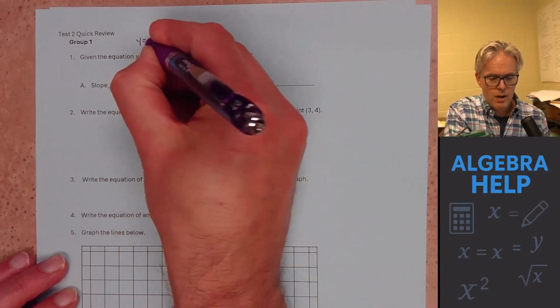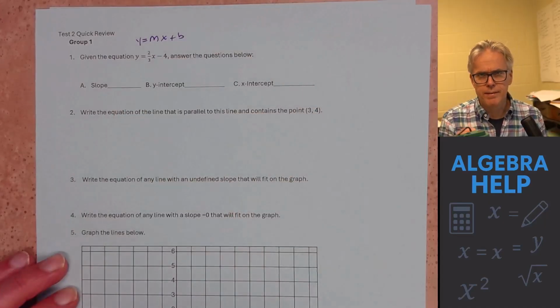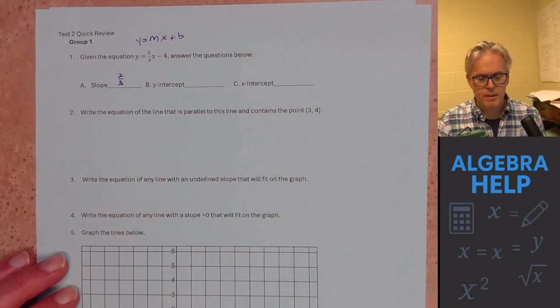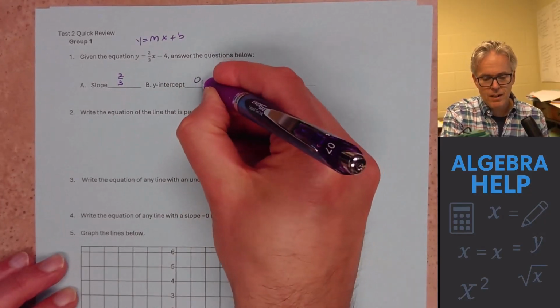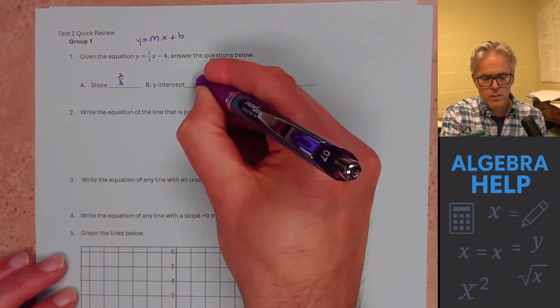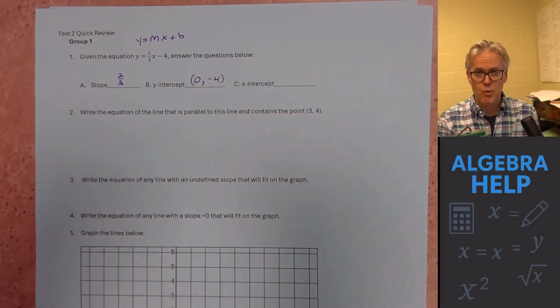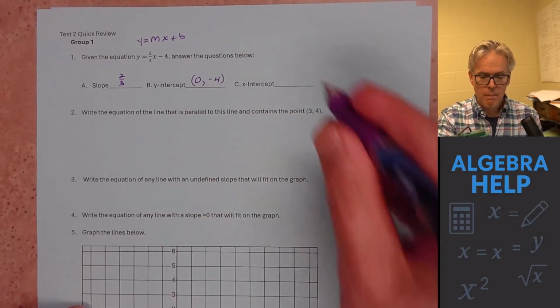Recall, we have y equals mx plus b. M is the slope, the number beside the x. It's just 2/3, not 2/3 x. The y-intercept, well, the b is the y-intercept. And I highly recommend writing this as an ordered pair. So 0, -4. I would not count off if you put just -4, but what I've noticed is that when students go to graph that, they don't graph it right often when all they put is -4.